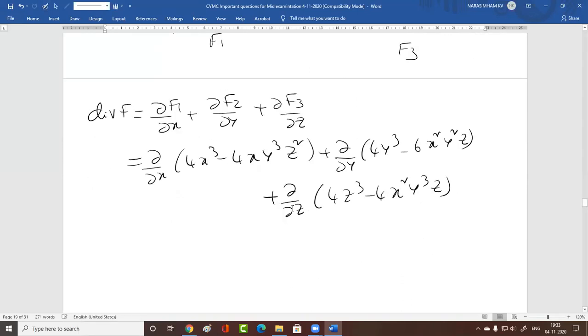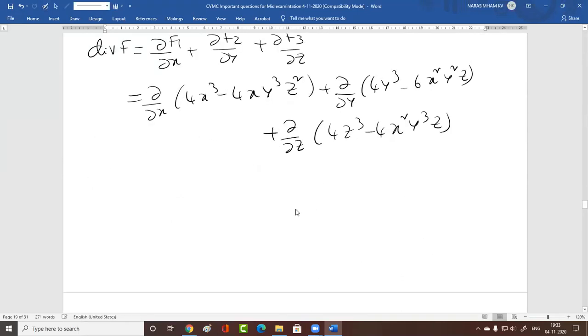Now find the partial derivatives. The partial derivative with respect to x is 3x squared, that is 12x squared. Here the partial derivative with respect to x is 4y cubed z squared, plus with respect to y, 12y squared.